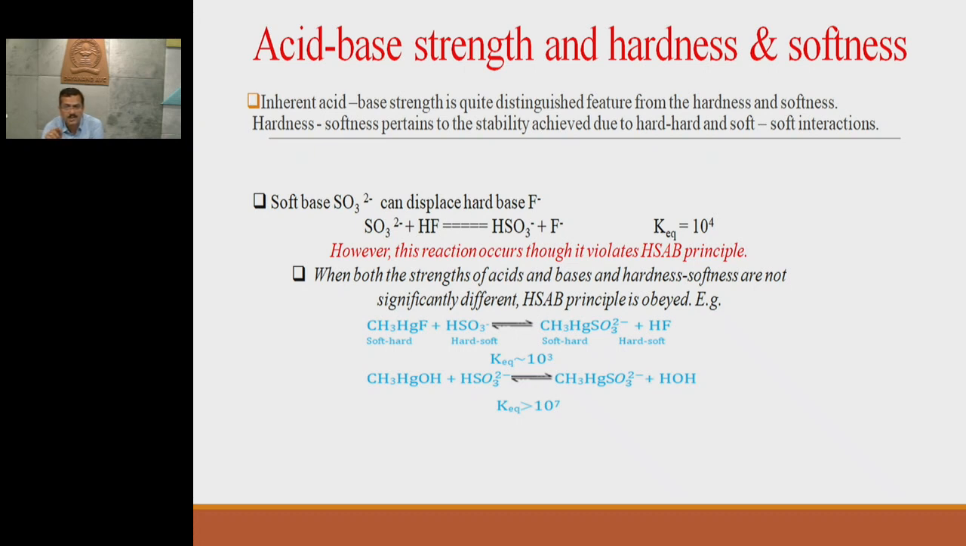This is the reaction where we have to understand how the strength plays a role. With soft-hard and hard-soft interaction there is a displacement, and when the equilibrium constant K is greater than or equal to 10^3, it shows the interaction between hardness and softness, with respect to this idea.